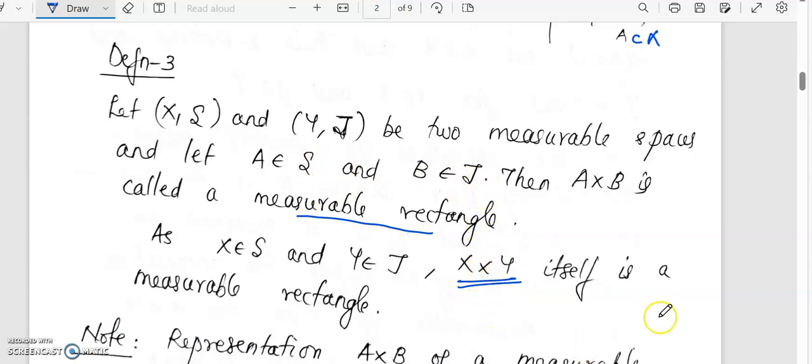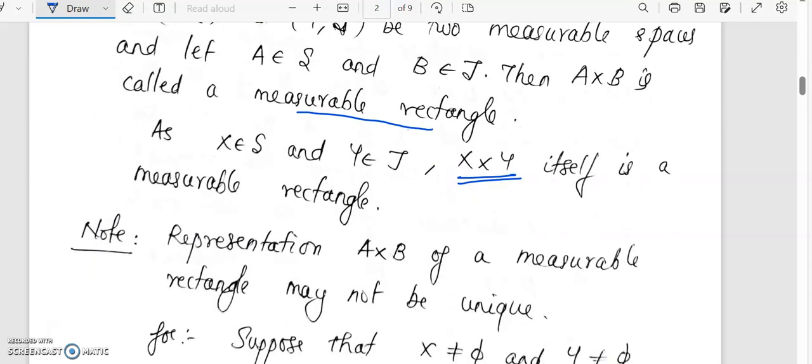So X cross Y is also a measurable rectangle. Now the representation A cross B is not always unique. When you represent a set in the form A cross B, it can also be denoted in other ways. So such a representation is not always unique.